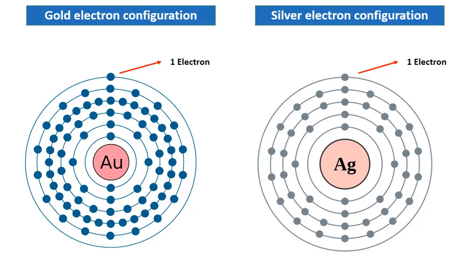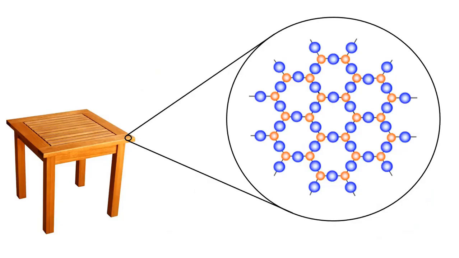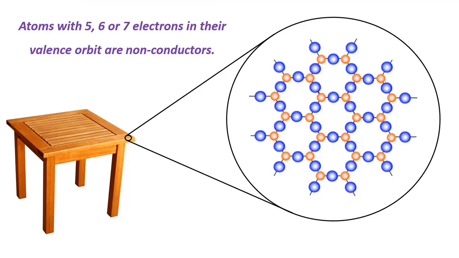For example, gold and silver have 1 electron in their valence orbit and are very good conductors. But since copper is available more in nature, the cables are made of copper in electrical circuits. So, what is a nonconductor? A nonconductor, on the other hand, has atoms with 5, 6, or 7 electrons in its valence orbit. It is difficult for insulators to transfer these electrons because there are too many electrons in their valence orbit. As they cannot transfer electrons, they do not transmit electricity.